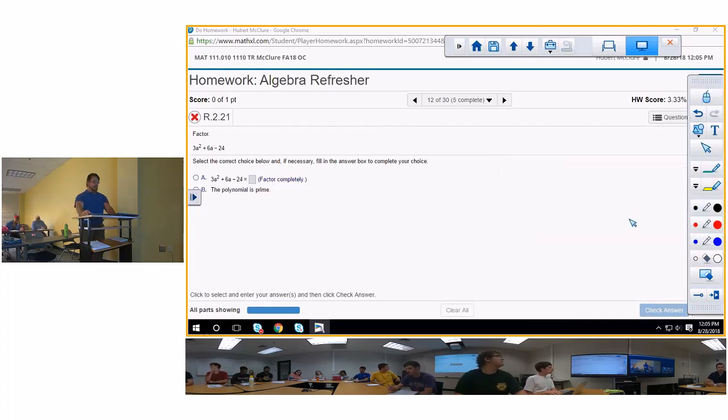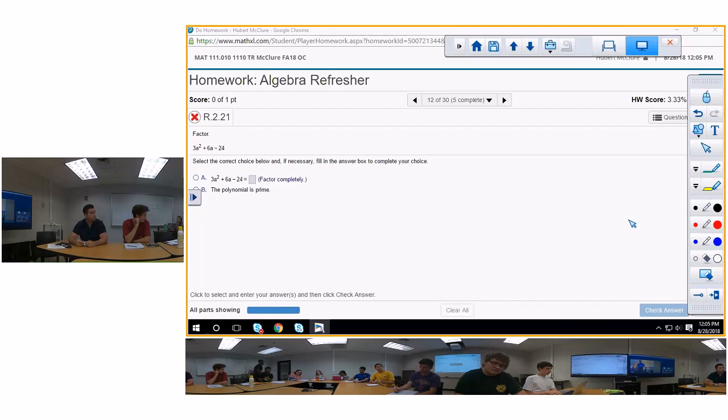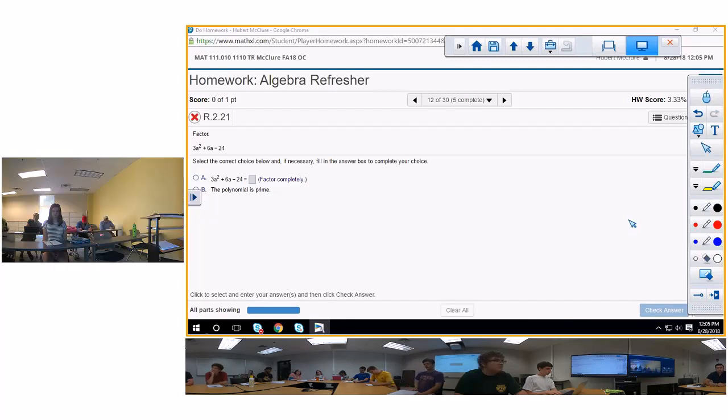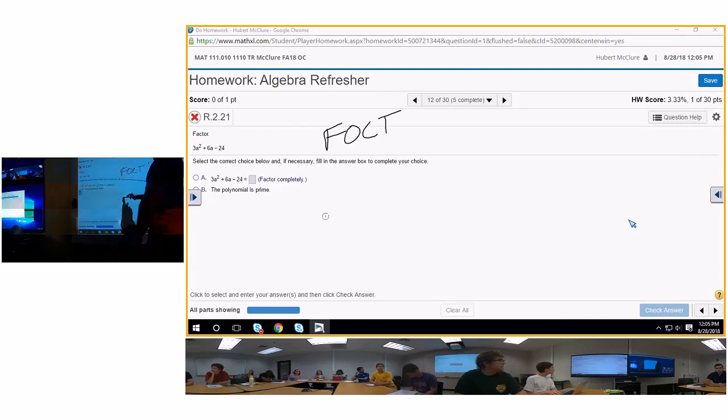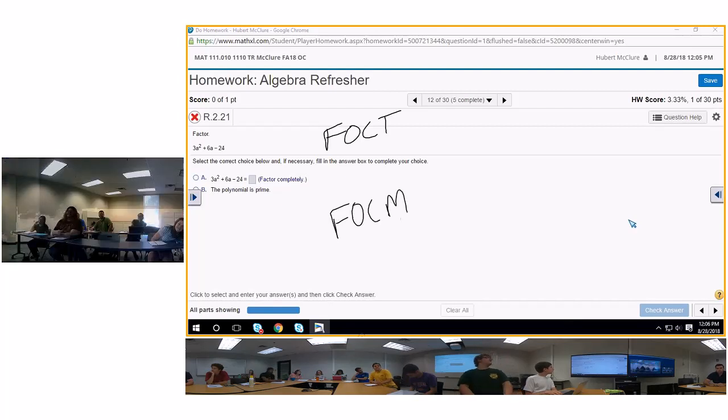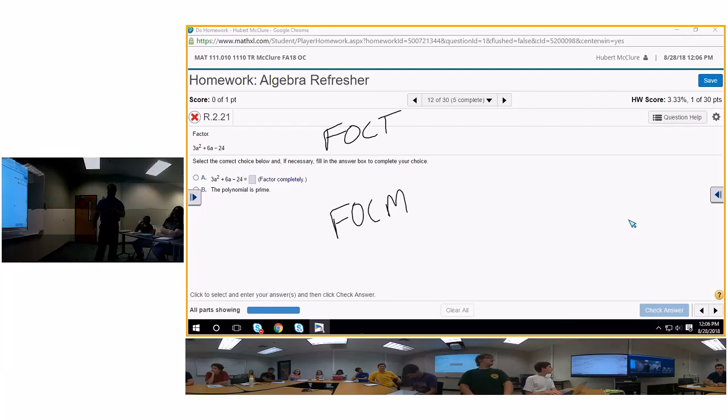Well, the number one rule of factoring is always factor out a what? Do not pronounce it. You spell it out. Please do not pronounce it. I tried to change it one year and it was even worse. So just say factor out a common term. All right? Factor out a common term.